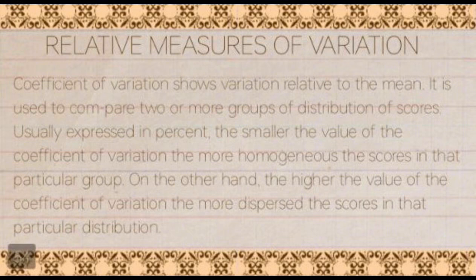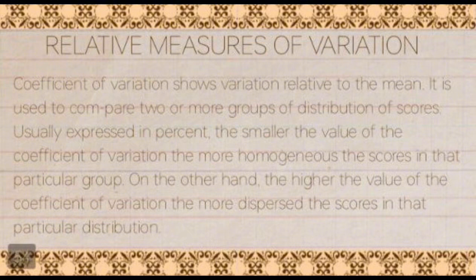particular distribution. Now, when we want to compare the variation between two or more groups, especially if their means are different, we use the coefficient of variation. This is a relative measure of variation. It shows how much variation exists in relation to the average, which is the mean of the data. So it's usually expressed as a percentage. The lower coefficient of variation means the group is more consistent or homogeneous, while the higher percentage means the scores are more spread out or dispersed.